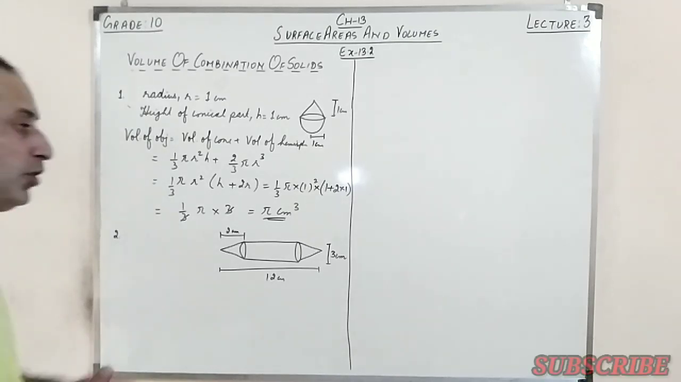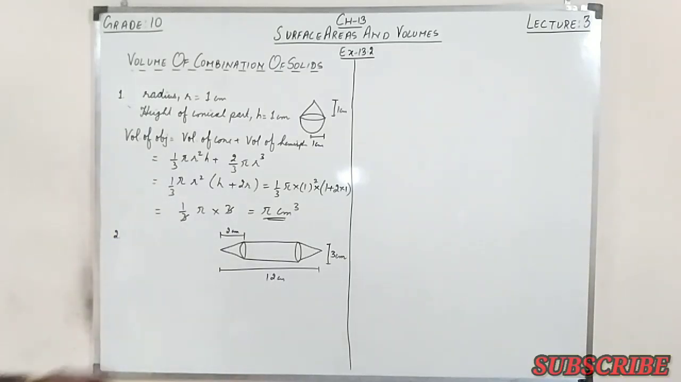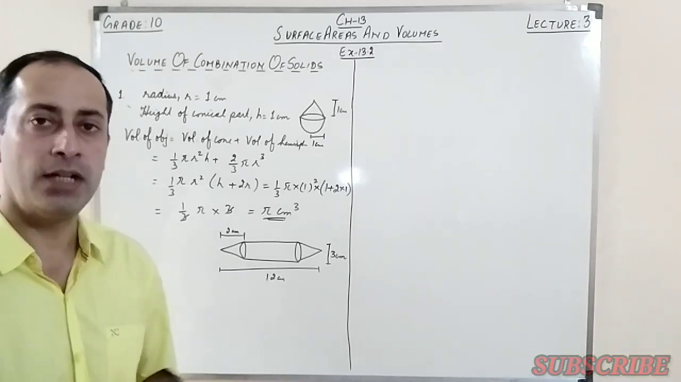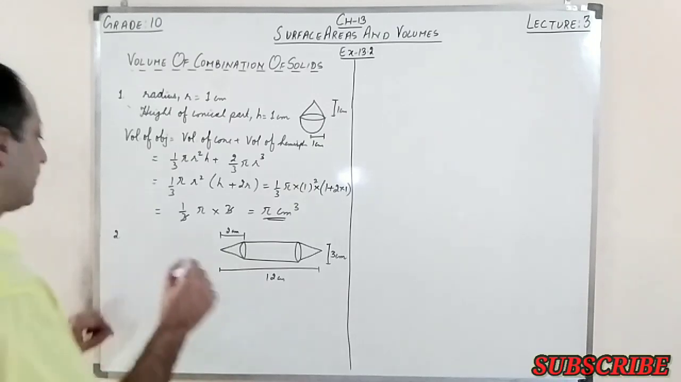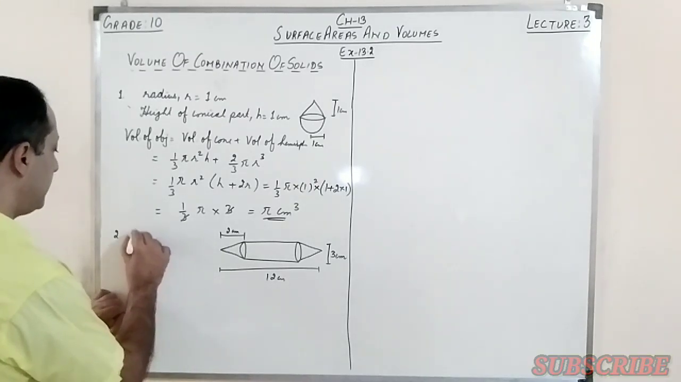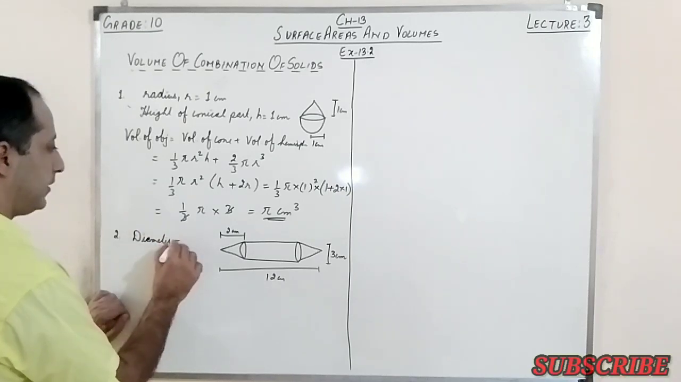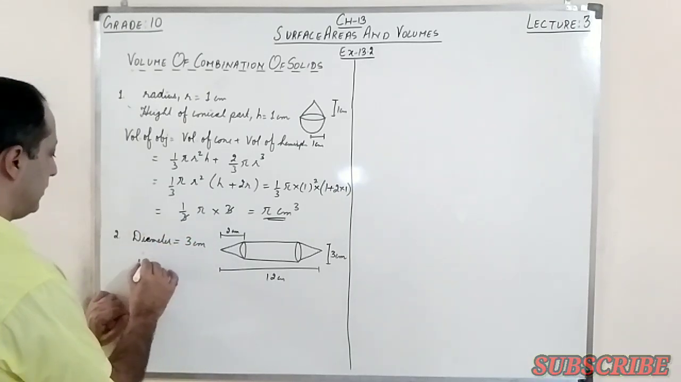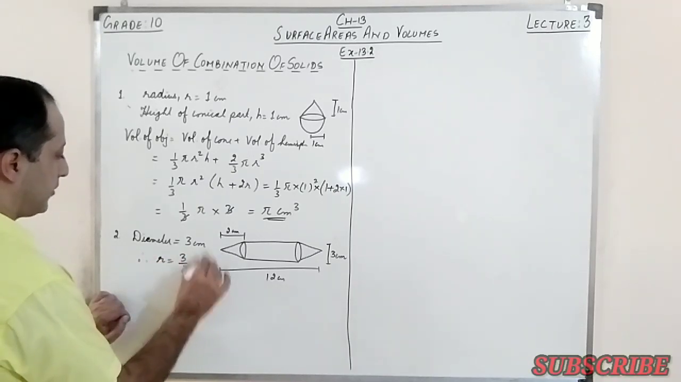So we have to find the volume of the solid. We are just neglecting the difference between the outer and inner dimensions. So what we do, we just find the total volume, and that will be the total volume of the air inside this model. Now what is given? Diameter is given as 3 centimeter. So therefore radius will be equal to 3 upon 2 centimeter.